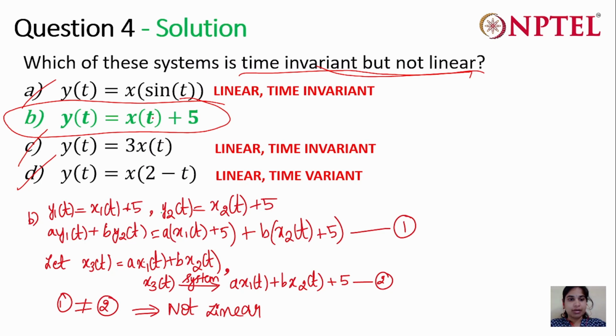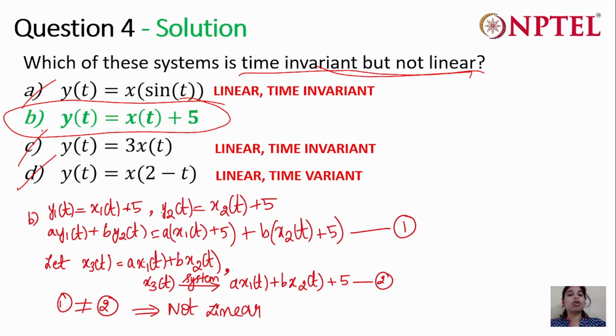If I directly delay the output, y of t minus tau, it is going to be x of t minus tau plus 5. If I delay the input and then pass it through the system also, it gives you the same result. So it is time invariant.